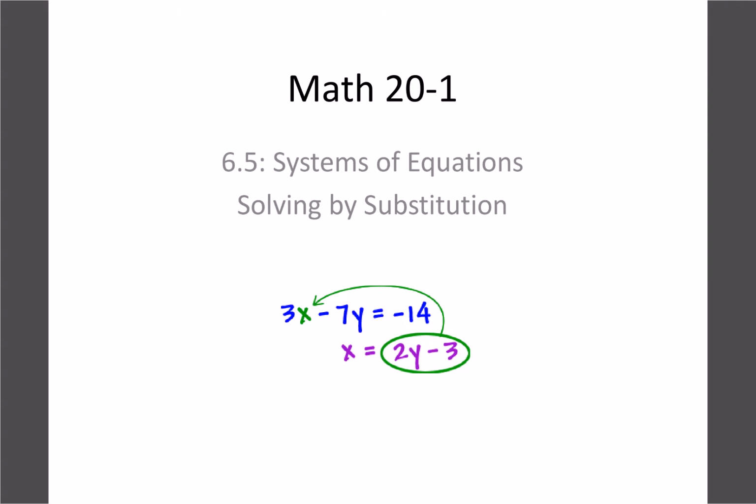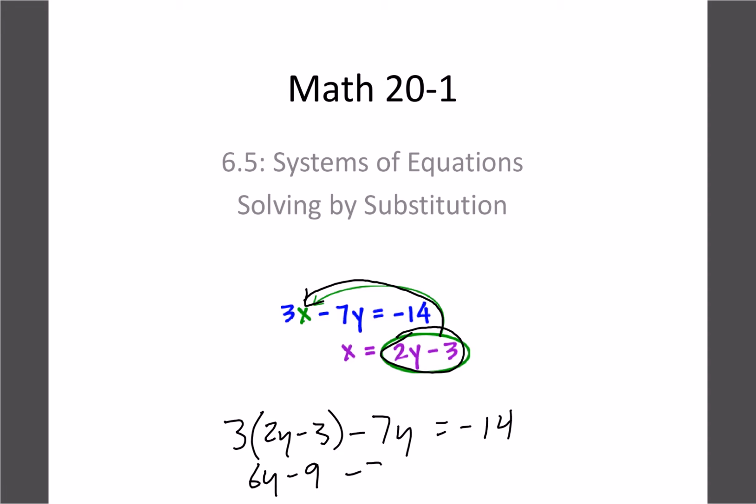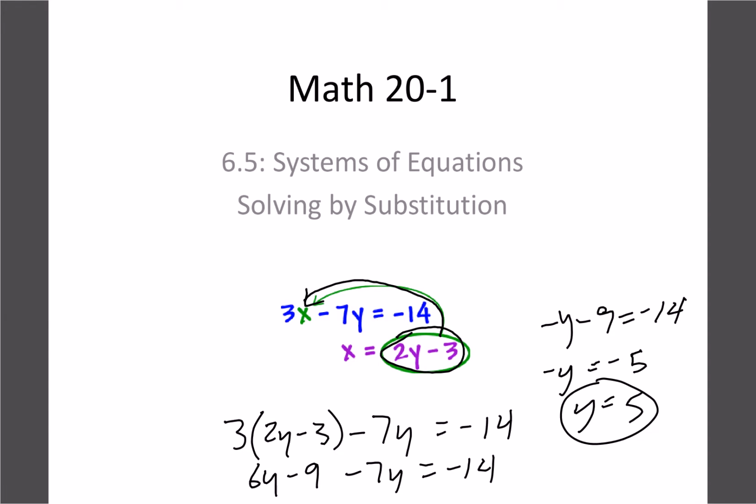So you can see in this case, if we have one equation being equal to x equals 2y minus 3, we can actually just plug that entire thing in. So in this case we'd have 3 times 2y minus 3 minus 7y equals negative 14. And if we FOIL that out, and we could rearrange and solve it, so we get minus 1y minus 9 equals negative 14. And if we add 9 to both sides, we'd have negative y would equal negative 5. Divide by negative 1, we get y equals 5.